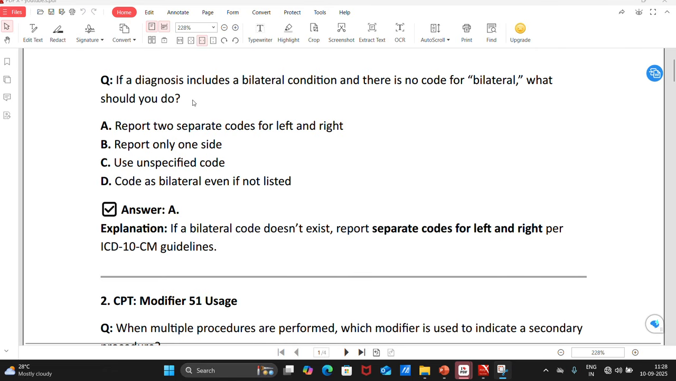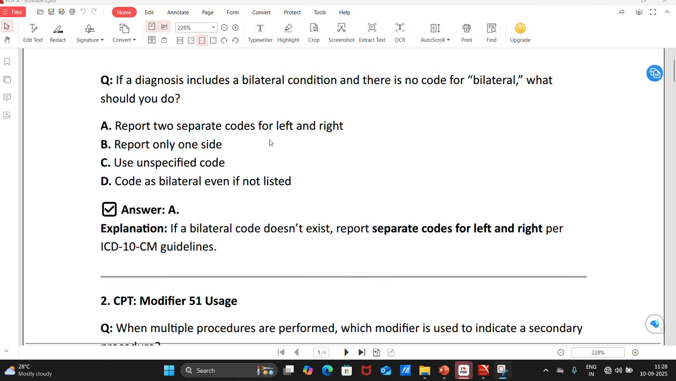If a diagnosis includes a bilateral condition, what should you do? Here is the question, and also some options are there. Option A, report two separate codes for the left and right. Option B, report only one side. Option C, use unspecified code. And option D, code as bilateral, even if not listed.